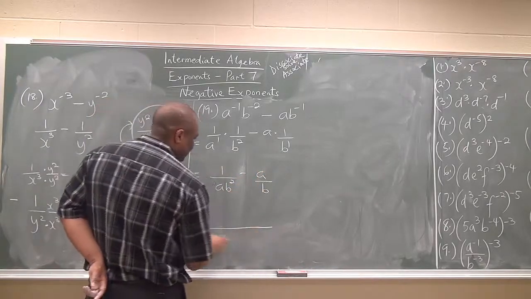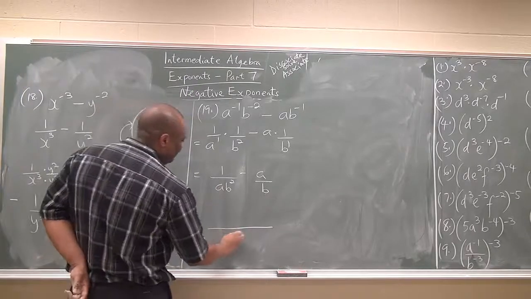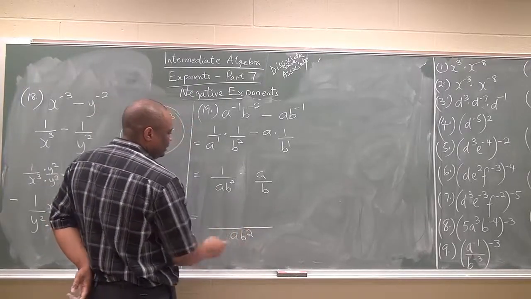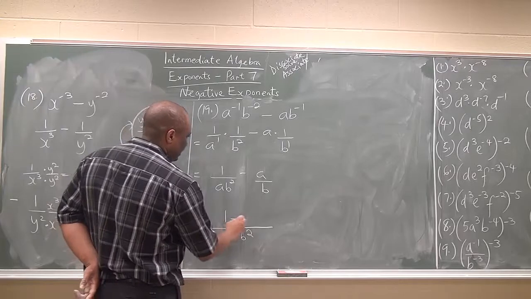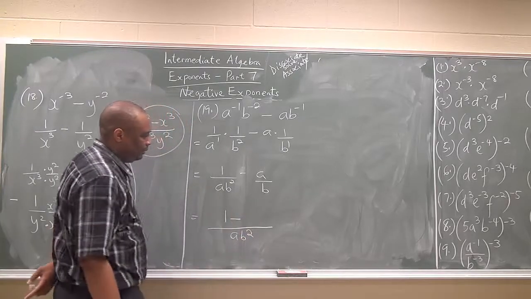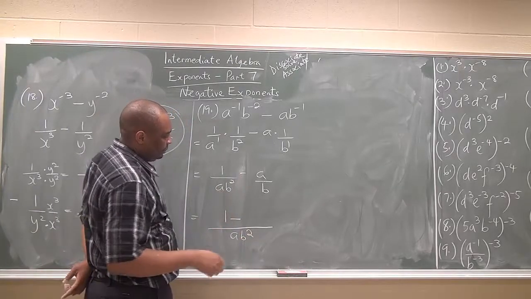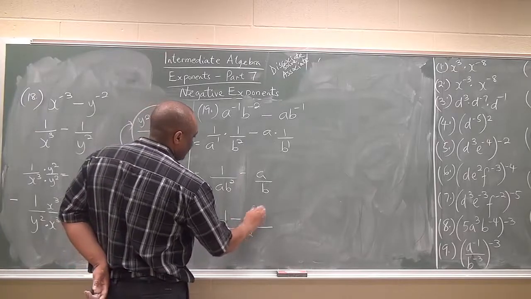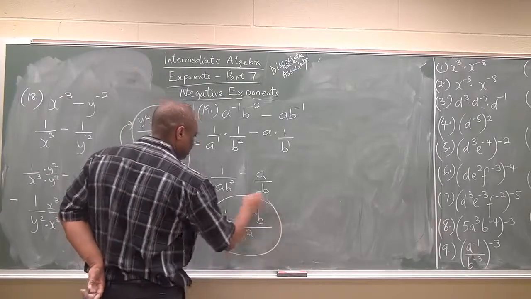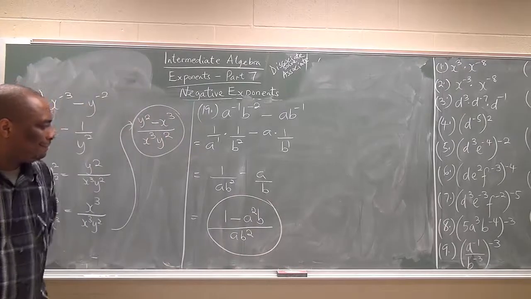What's the LCD here? The LCD would be ab squared. This into this is 1 times 1, 1, minus. This into this will be ab, and ab times a is a squared b. And that's it.